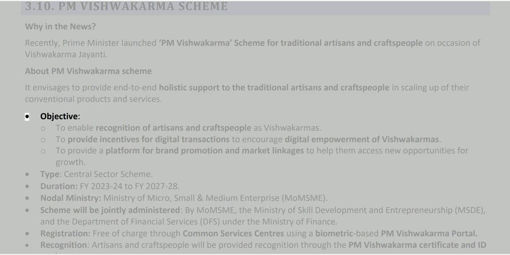Objective: to enable recognition of artisans and craftspeople as Vishwakarmas, to provide incentives for digital transactions to encourage digital empowerment of Vishwakarmas, and to provide a platform for brand promotion and market linkages to help them access new opportunities for growth. Type: central sector scheme.